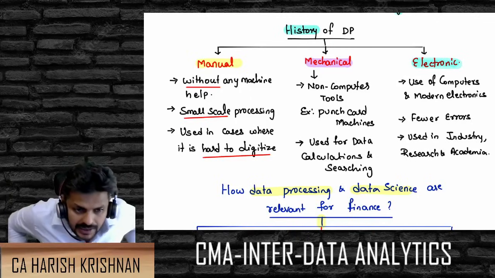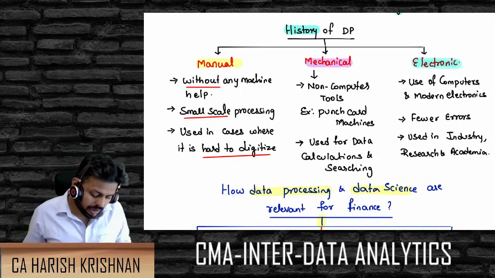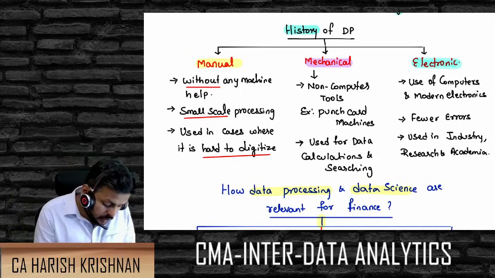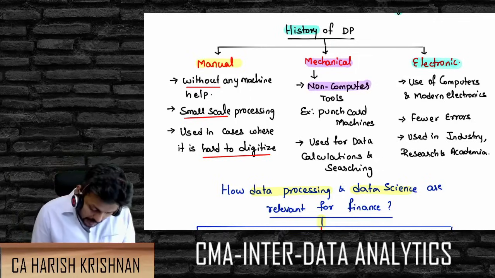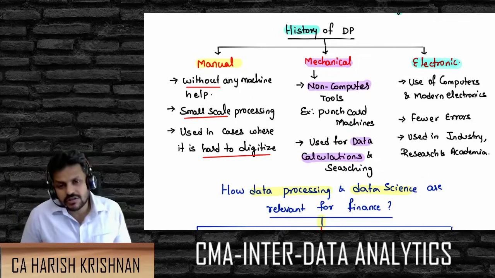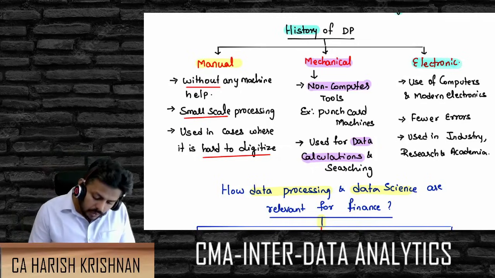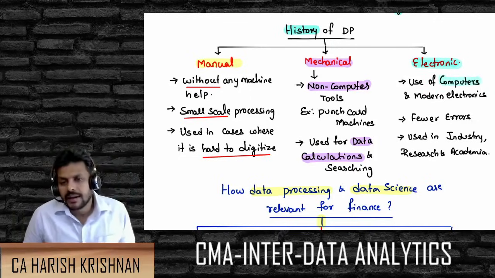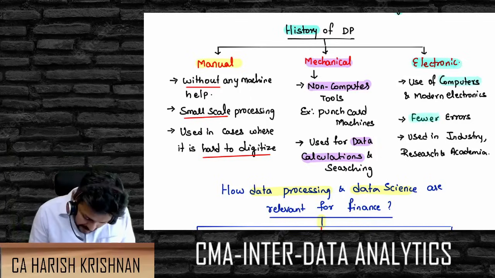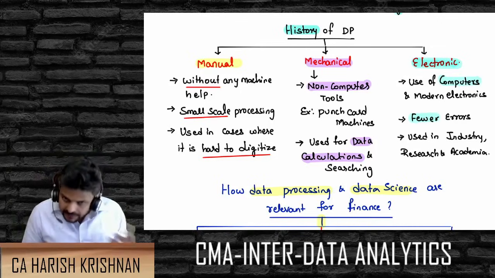How about mechanical? As I told you, they are not manual, at the same time they're not computer also. Then what are they? Non computerized tools, like use of punch card machines, which are used for data calculations and searching of the data. And the third sort of data processing technique is use of computers in the modern era. Use of computers and other electronic tools has a bigger and clear advantage that there are very few errors, and it's used everywhere in the industry today.